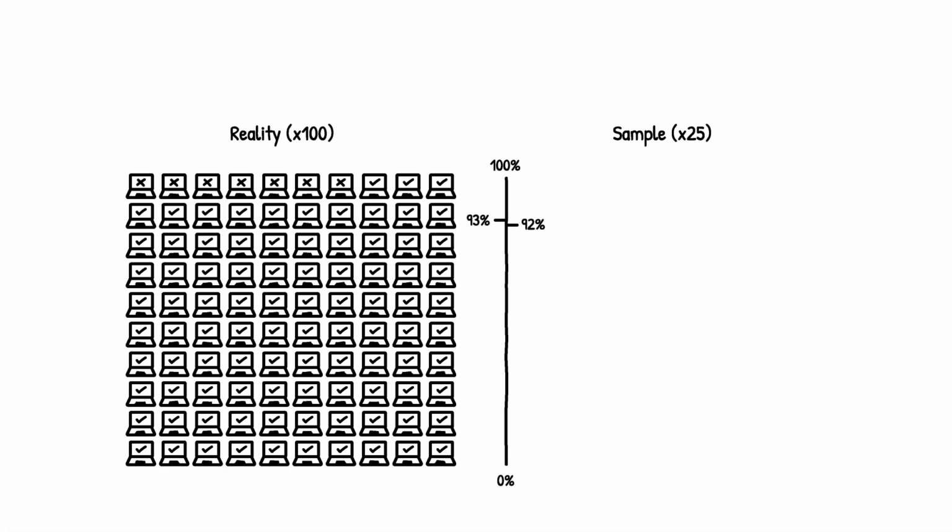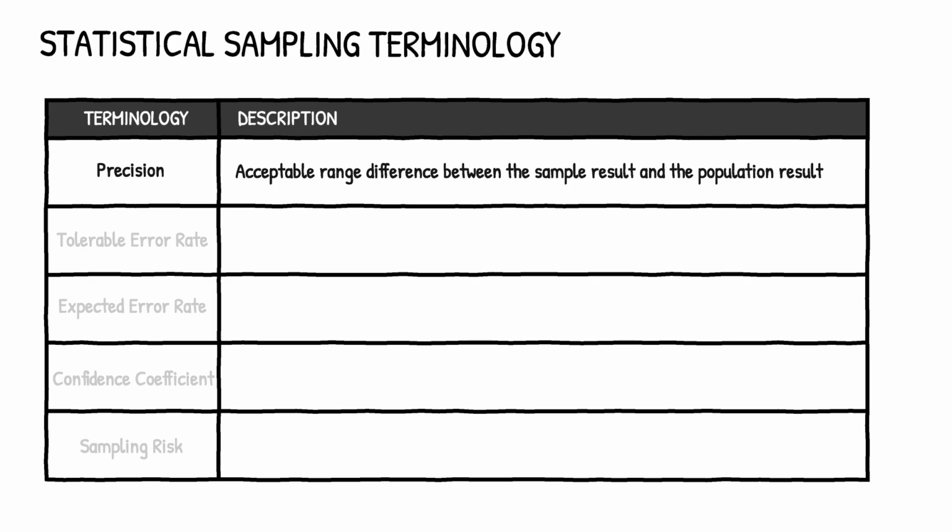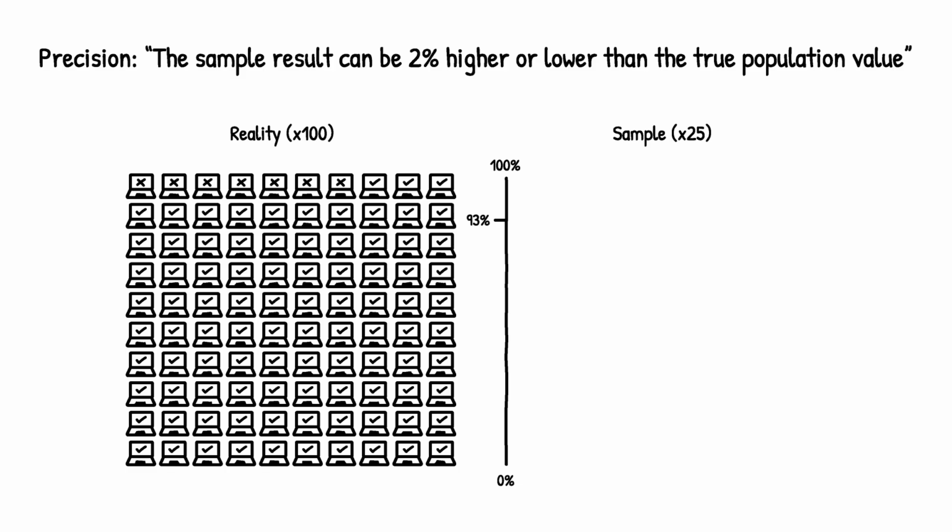Notice how the result from our sample is different from the reality. It's a 1% difference, so not very much. But would we be okay with 5% difference? 10% difference? We need to decide where to draw the line, and that's exactly what precision is. It's the acceptable difference between the sample result and the result that we would have gotten if we tested the entire population. We might decide that the sample result can be 2% higher or lower than the true population.